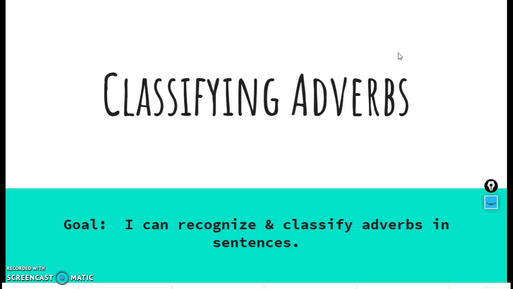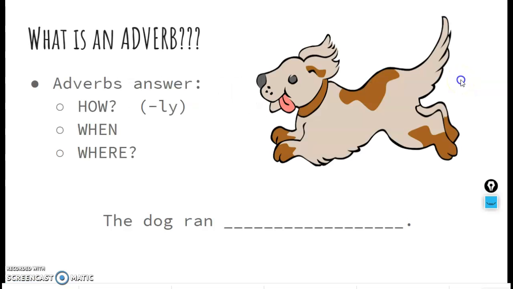Our goal is I can recognize and classify adverbs in sentences. Just a reminder that the word classify is just a big grown-up way of saying that I can tell somebody what each kind of word in a sentence is. Here we go. So what is an adverb?